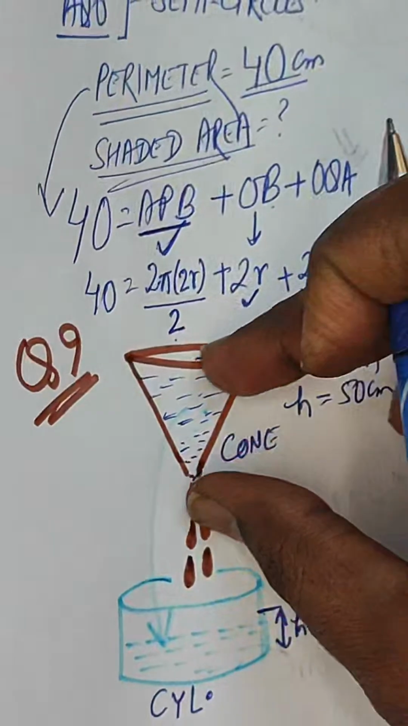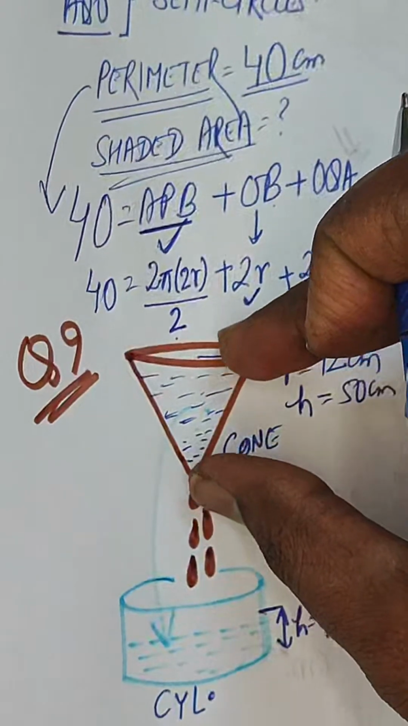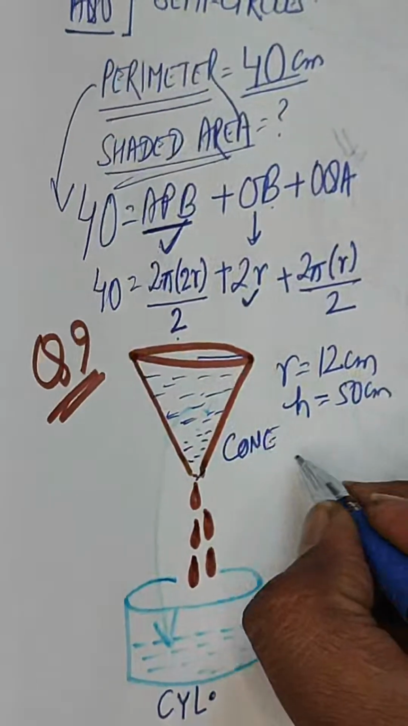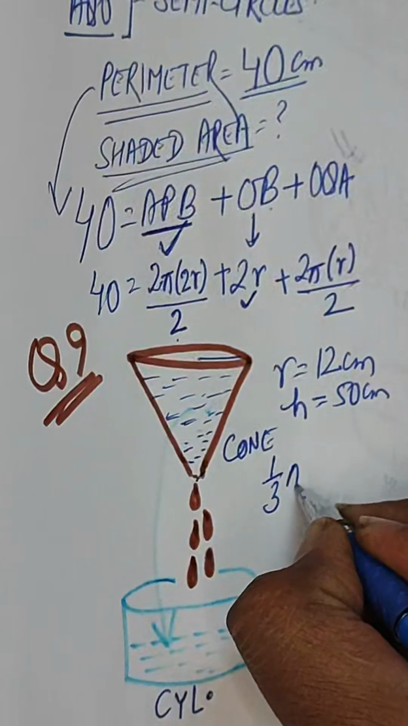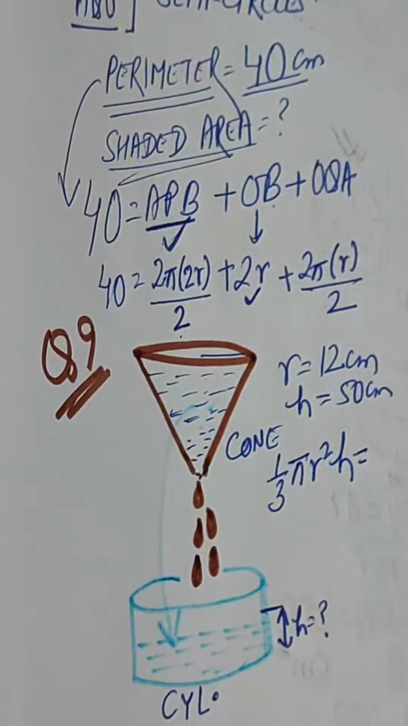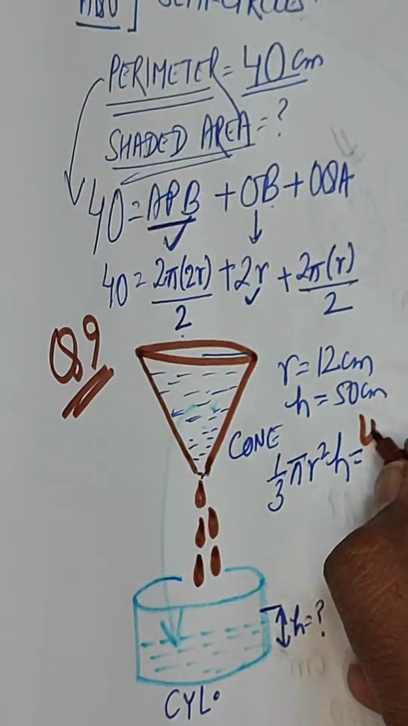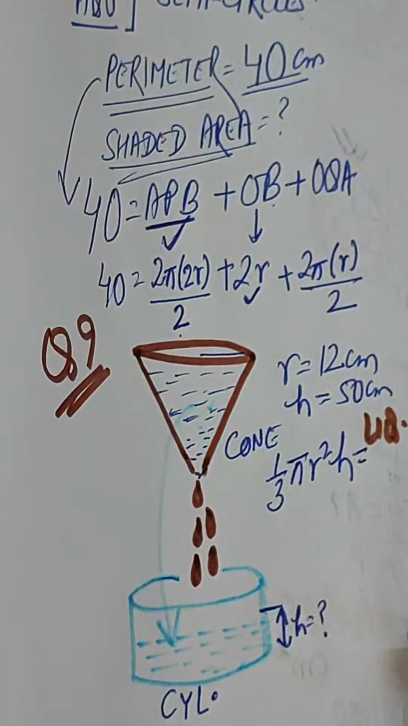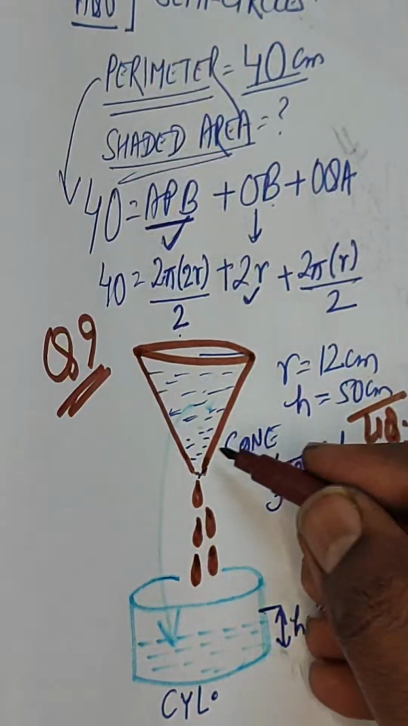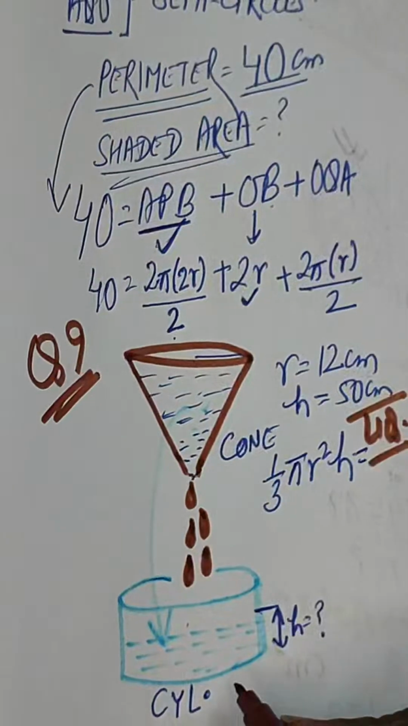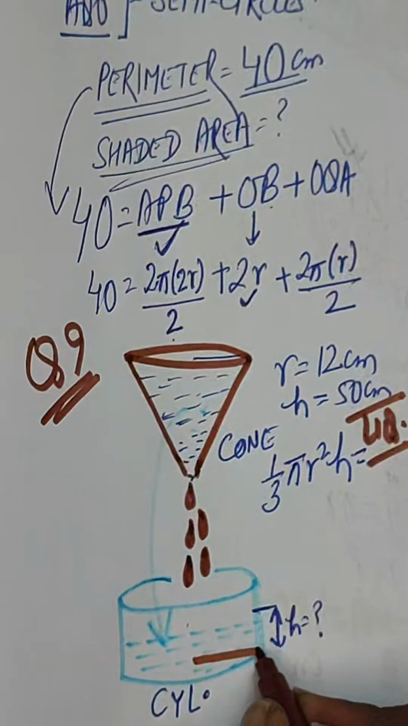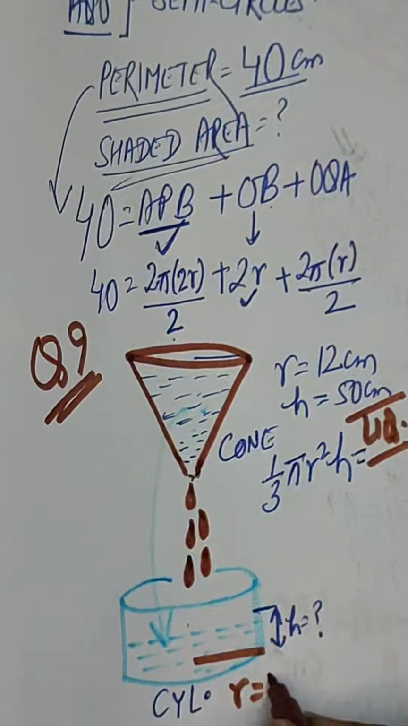Then what we will do, my dear friends, is just equate the volume of this cone. What is the volume of the cone? 1 by 3 pi r square h, right? This is the volume of the liquid which is inside the cone. Now this is coming to here. Now for the cylinder, it is given that the radius is 10 centimeter.